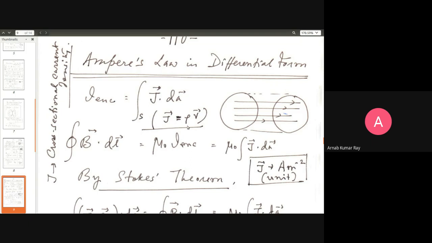When we look at Maxwell's correction of Ampere's law, which is not important right now, but it is important all the time. But as of now, it is not needed. I shouldn't say not important.